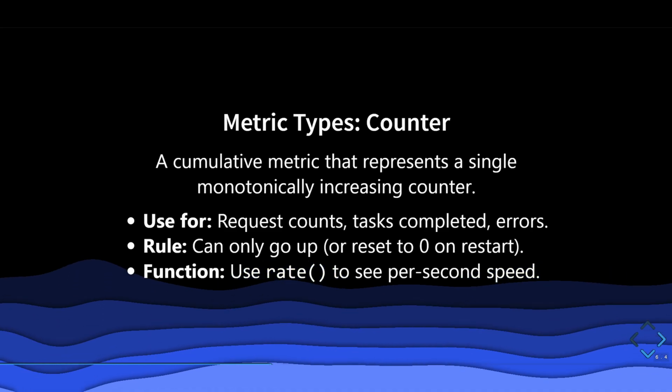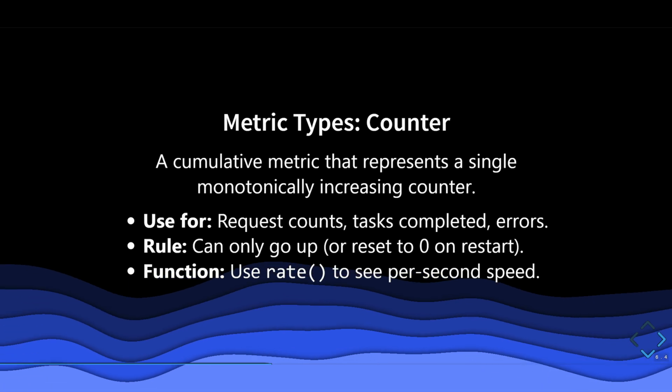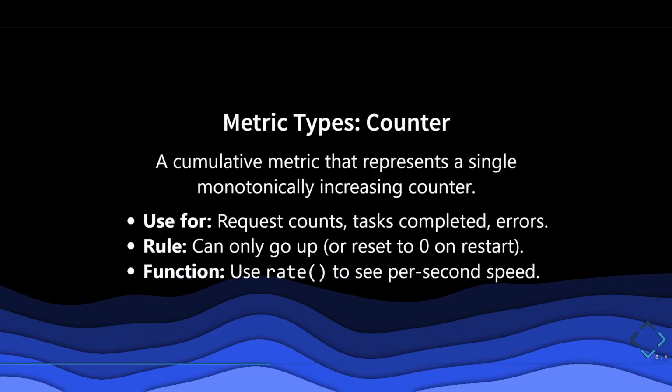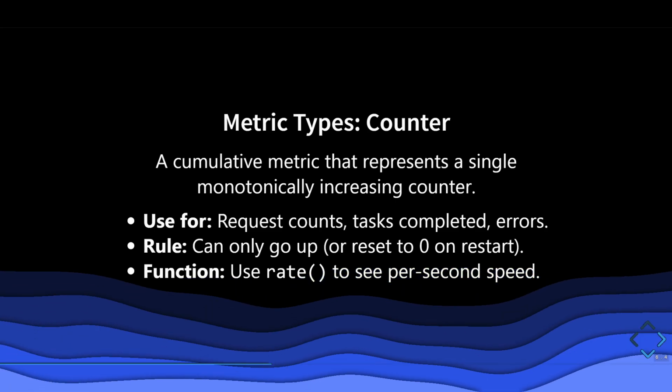Metric types. Counter. This represents a cumulative count that only increases, like request counts or errors. It can only reset to 0 on restart. You usually use the rate function with these.